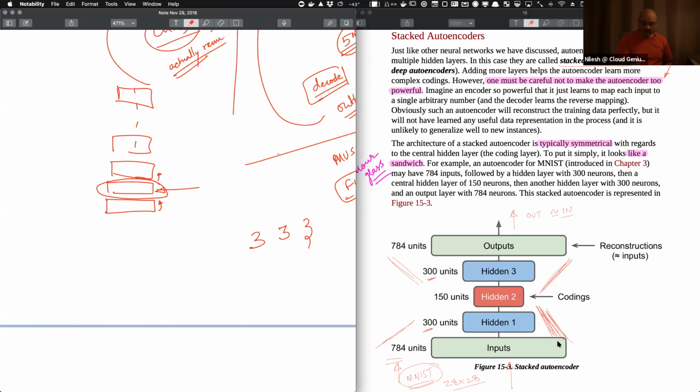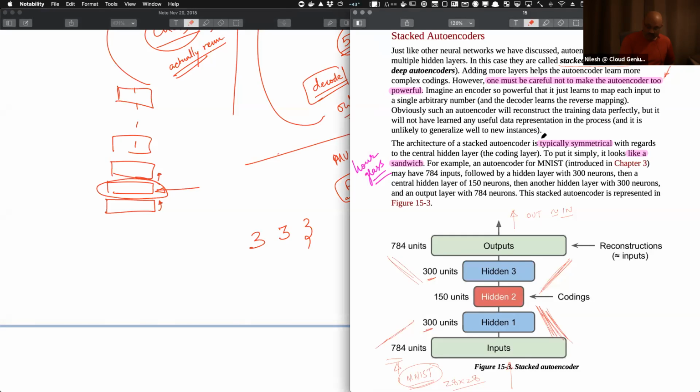By the way, in this example, what we are looking at is a symmetrical autoencoder that looks like a sandwich. Actually, sandwich is not the right word. A sandwich typically to me means a flat shape, or rather equal width, whereas this is an hourglass shape. That's the way I would describe it. But again, it's for us to understand what the point is, not the nomenclature.